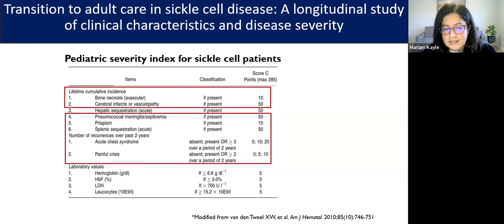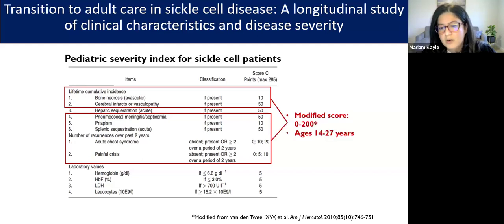We did not have access to lab data, so we dropped that from the analysis and modified that score. We calculated it from ages 14 to 27, again, because we needed 2 years of data for the acute chest syndrome and the painful crisis. But we calculated a score for every single patient in that data set based on whether or not those complications were reported on the medical record.